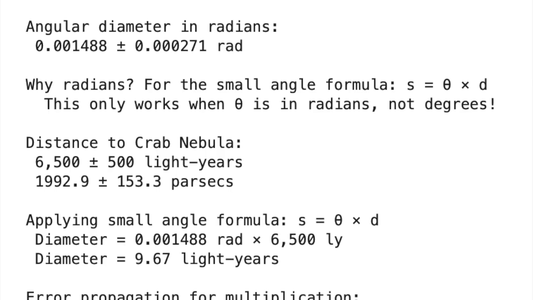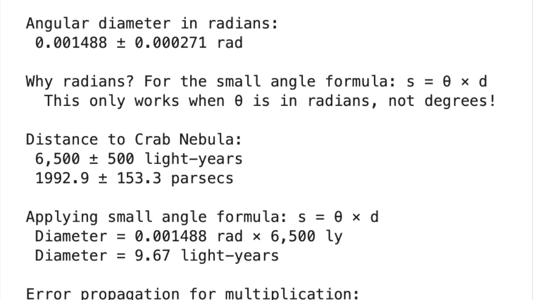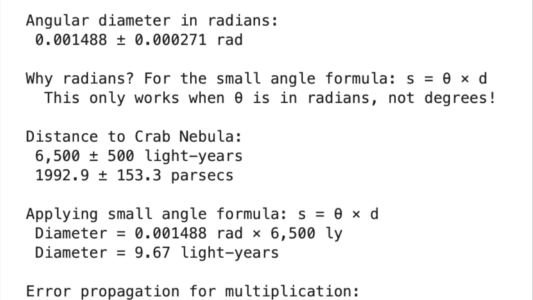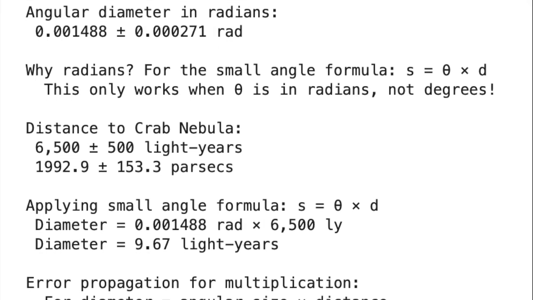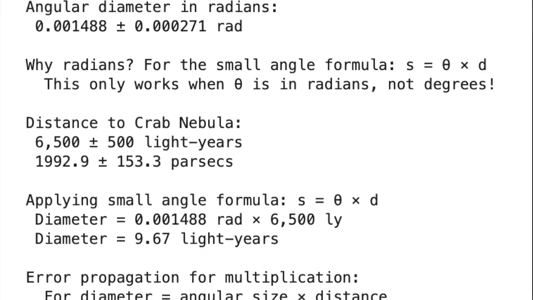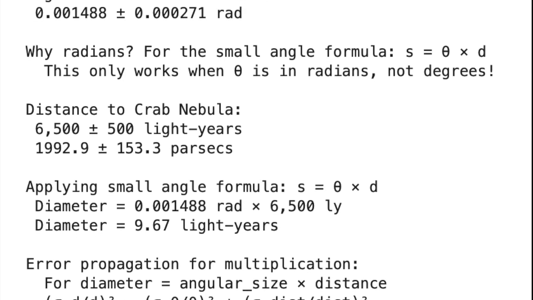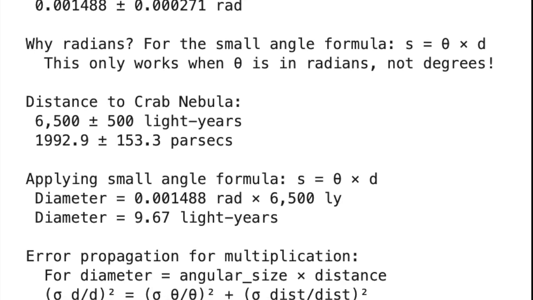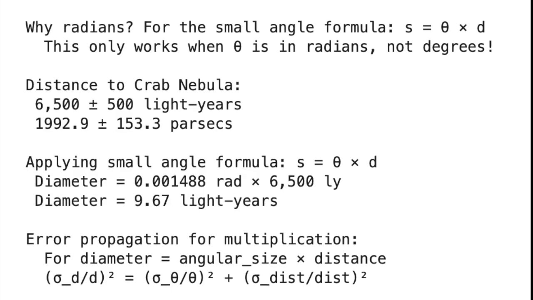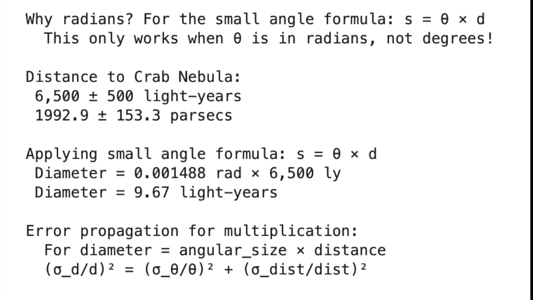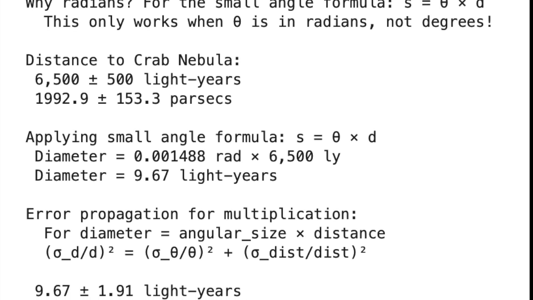We've got an angular size. Now, let's turn that into something physical. Actual light years across. First, we convert to radians. 307 arc seconds become 0.00149 radians. Tiny number, but that's because the nebula only covers a small patch of sky. The small angle formula is beautifully simple. Physical size equals angle times distance. But it only works in radians. That's why we convert it.